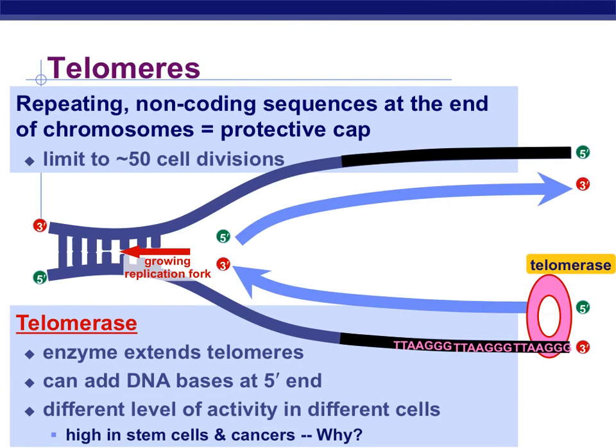At the other end of the process, we have telomeres. And what those are is just repeating non-coding sequences at the end of the chromosomes. They're kind of like a protective cap. And they mark where the end of the DNA polymer, or the end of the chromosome, is. And the enzyme that's involved here is called telomerase, and it extends those telomeres, and it adds bases at the end of the molecule.